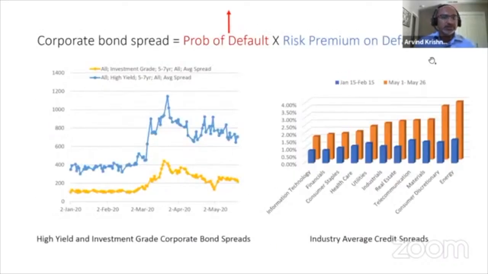So I'm going to start by taking you through some data to give you a sense of the credit problems in the firm sector. My next two slides present some data on corporate bond spreads. You should think of corporate bond spreads as the product of the probability of default of a company on its debt times the risk premium, or the market price on default risk. On the left panel here, I'm tracing spreads on high yield, that is junk bonds, and investment grade bonds since the beginning of the year.